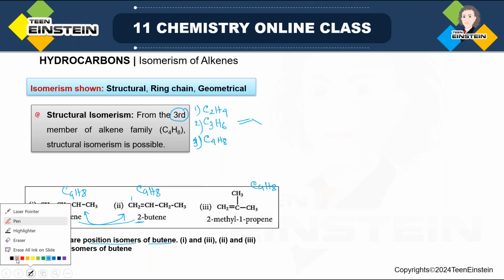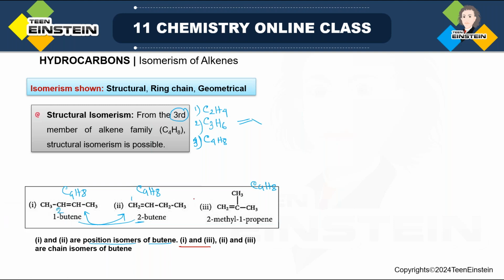But if you consider the relationship of 1 and 3, now 1 and 3, if you compare the parent chain, here it is 4 carbon, but here it is 3 carbon, isn't it?